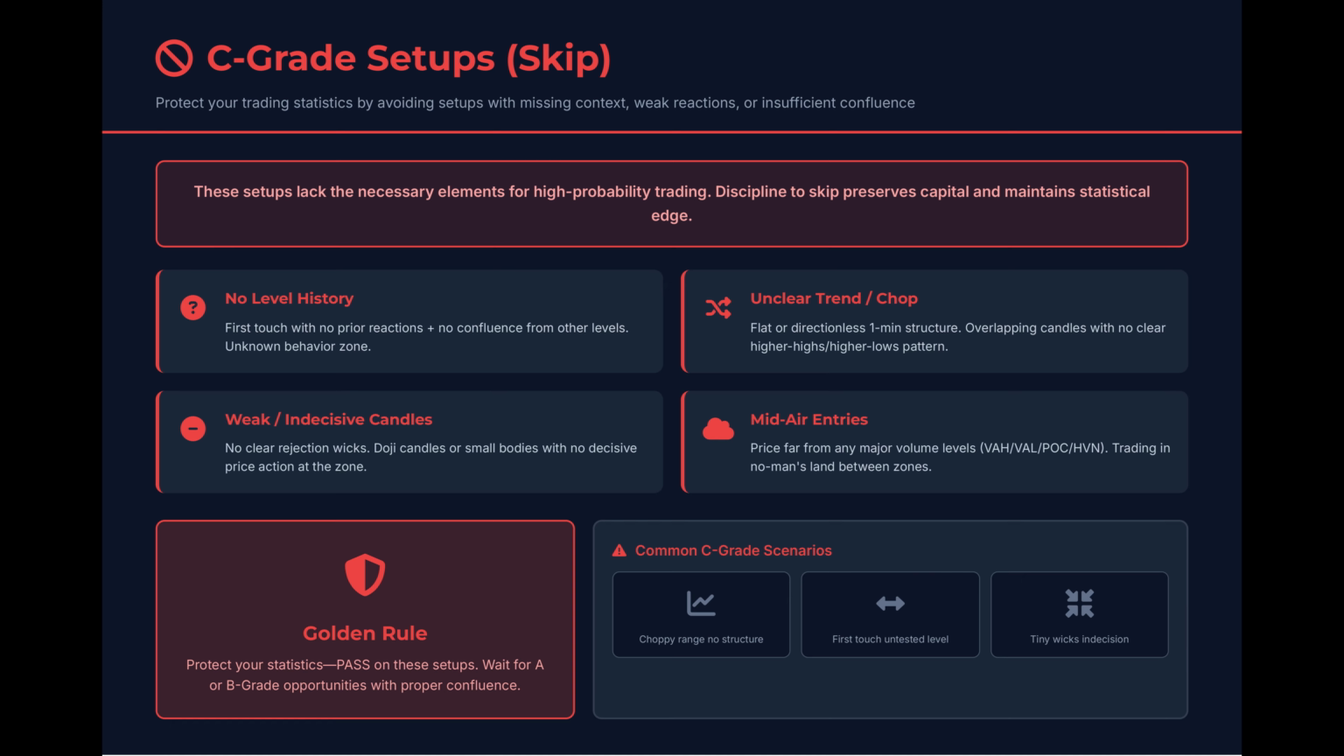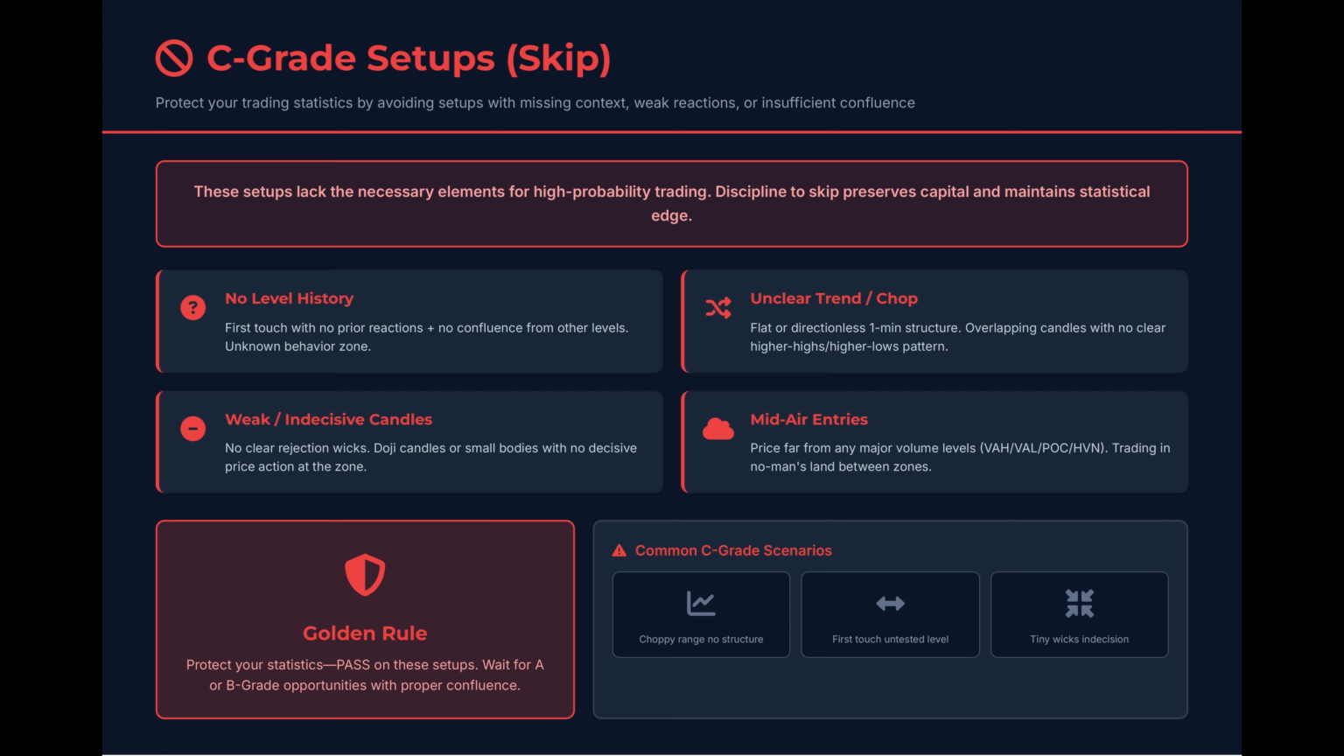Rule 2. If the 1-minute trend is choppy or unclear, do not trade. Choppy conditions breed whipsaws, stop-outs, and frustration. Wait for clarity. Wait for structure. Wait for the market to show you a clear directional bias before risking your capital.